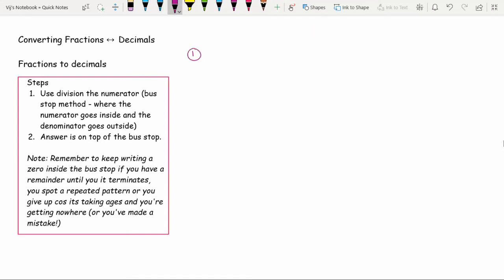For number one, let's say we want to convert 3/8 into a decimal. The first thing we want to do is set up the bus stop as a way of division. Your denominator goes outside the bus stop, and your numerator goes inside. The reason is that we want to work out how many 8's go into 3, so 8 goes outside, 3 goes inside.